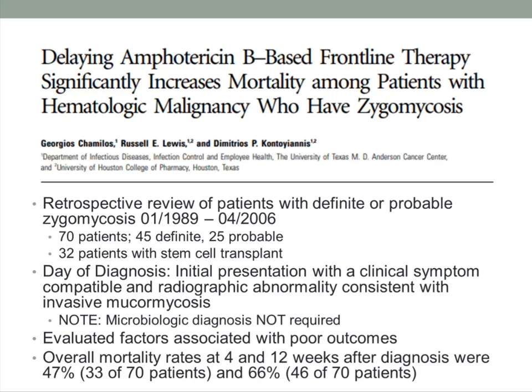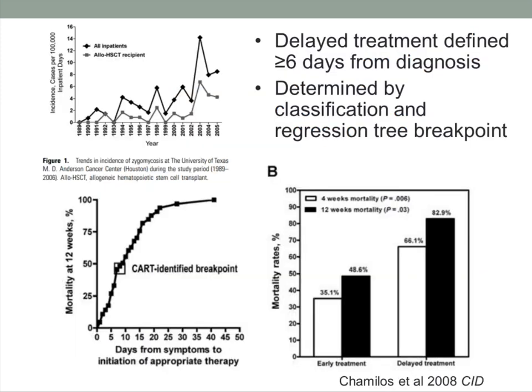And that's in part because patients who are at risk of getting mucor already have a very high risk of mortality, and then the disease itself is a high risk of mortality. So the bottom left panel is a classification and regression tree. They use that to determine what's the break point at which mortality is potentially increased from delaying diagnosis. And then they use that for the bottom right panel to determine their outcome. So early treatment was defined as before 6 days. Delayed treatment was 6 days or later, starting on amphotericin.